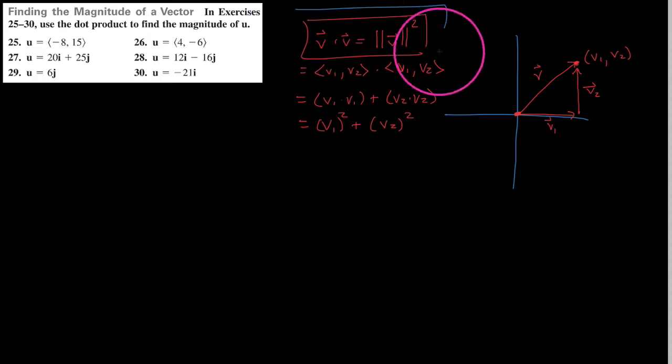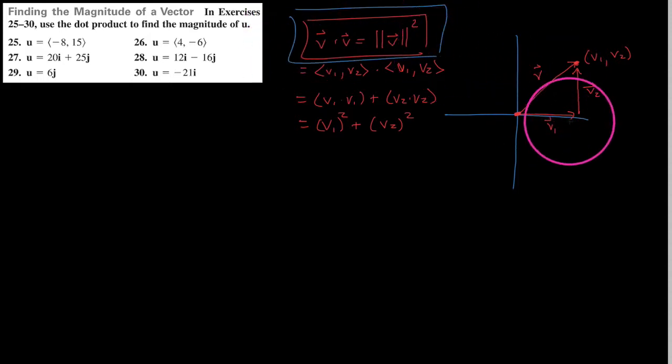I'm going to throw a box around this and admit that whenever we take a dot product of a vector with itself, we're always going to take this component squared plus this component squared. And so we know that we get the magnitude itself squared. That's what's going to help us find the length of the vector.